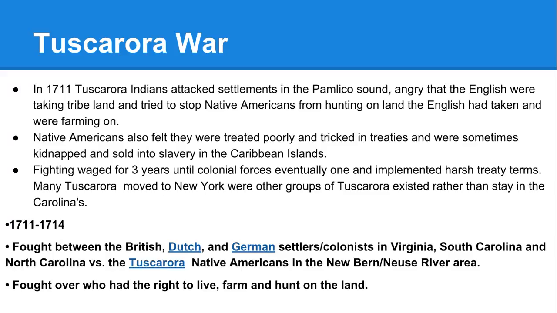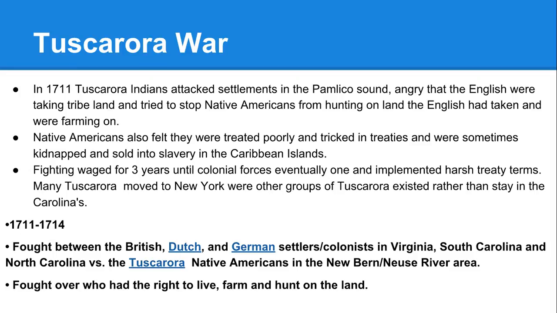Because of this, a lot of Tuscarora ended up moving to New York, where there were other groups of Tuscarora Native Americans already existed, rather than staying in the Carolinas. So it was from 1711 to 1714. It was a war between the British, Dutch, and German settlers and colonists in Virginia, South Carolina, and North Carolina versus the Tuscarora Native Americans that lived in the New Bern, Neuse River area in the Tidewater. So a fight over who had the right to live, farm, and hunt on the land.